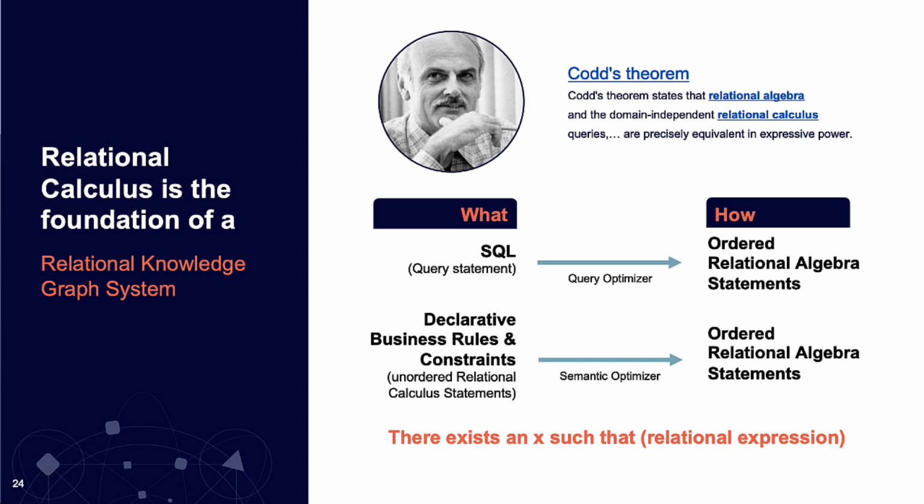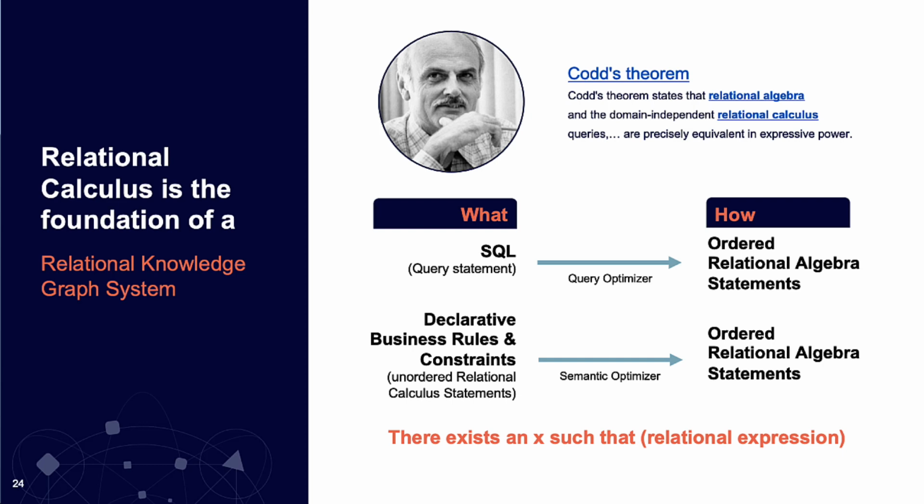So what we need to do is go back to fundamentals. Go back to the beginning and ask, what is the fundamental algorithmic capability of the relational technology? What can be done with it? And if we look back at what Codd thought of back then, Codd had this theorem that he defined in the 1970s. And the theorem said that relational algebra and relational queries are precisely equivalent in expressive power.